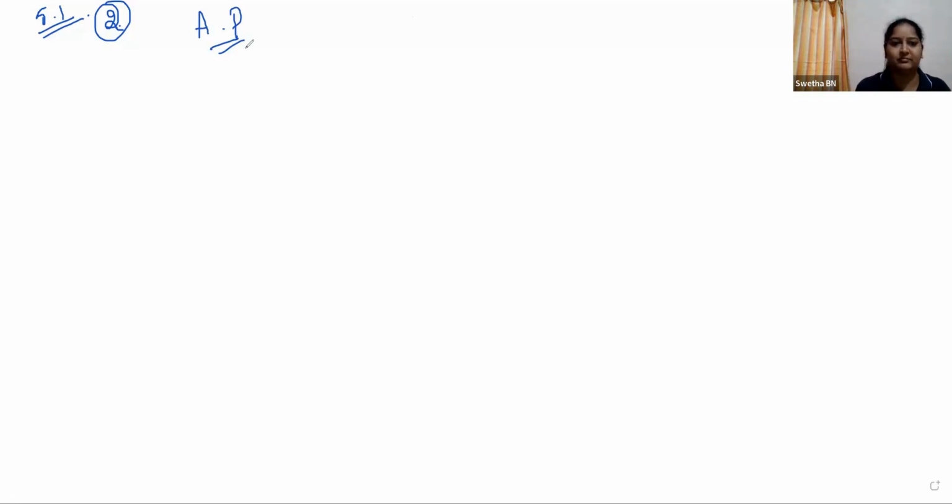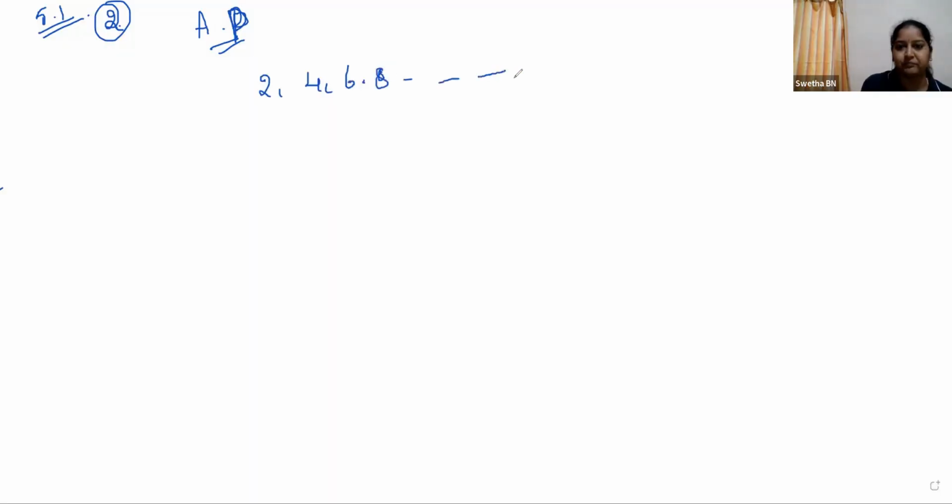Shreya, already it is done, no? Yes, ma'am. What is arithmetic progression? Ma'am, if a sequence maintains a constant difference, it is said to be arithmetic progression. Very good. That is a list of numbers or sequence with a common difference between the numbers, that is 2, 4, 6, 8, and so on.